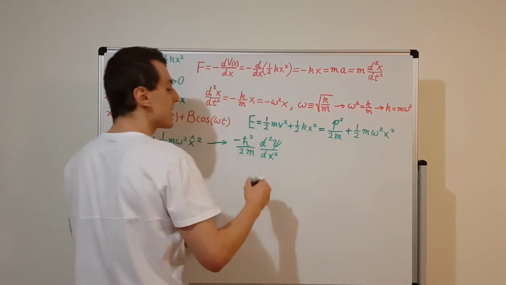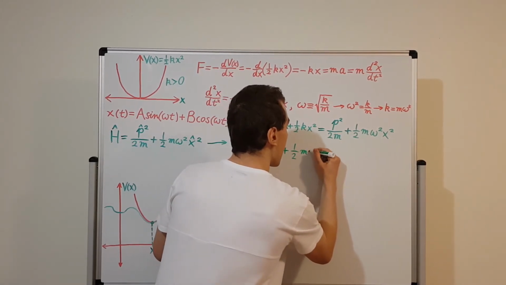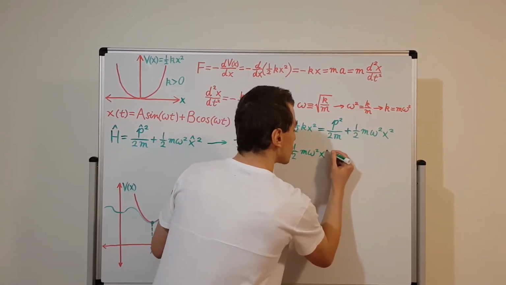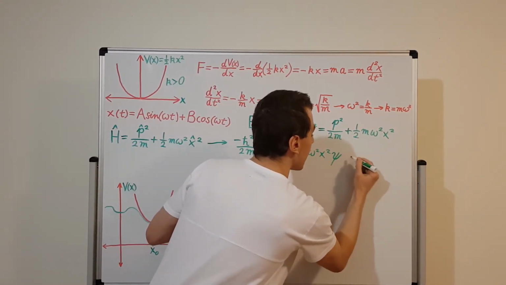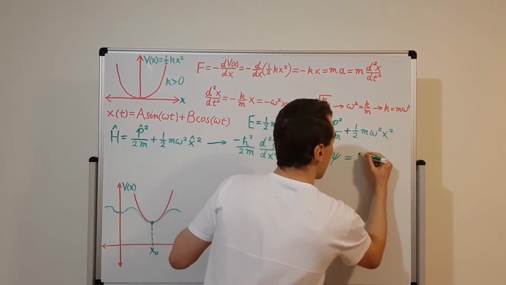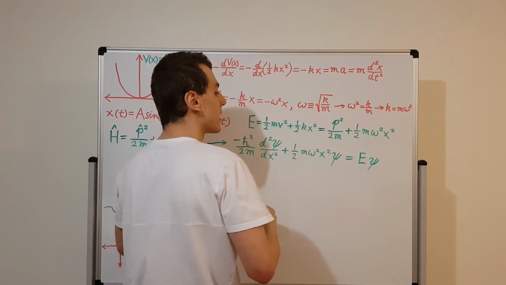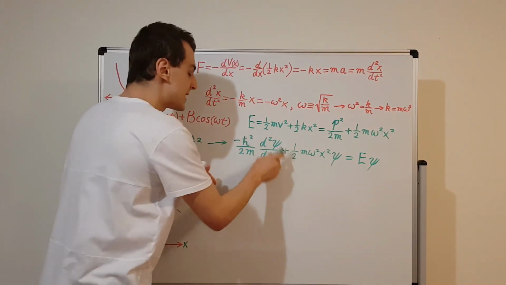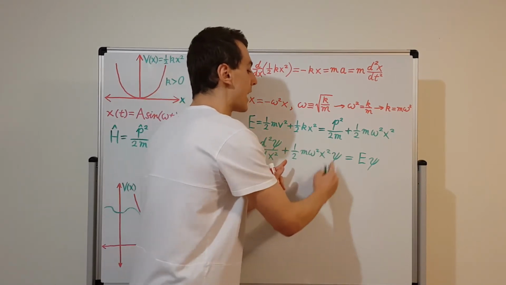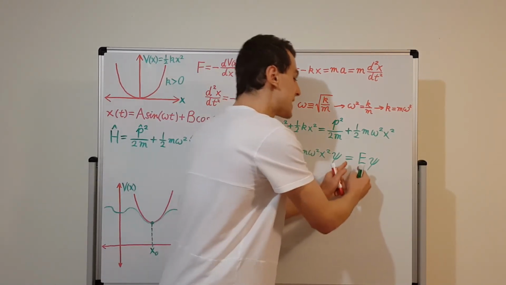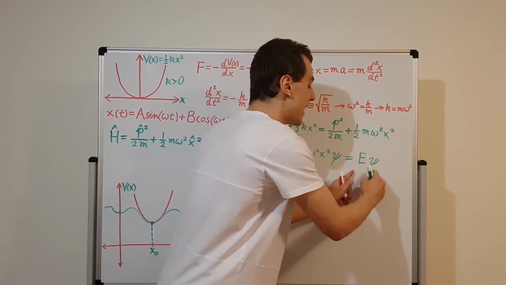And then we're going to add to that the potential energy function, which is 1/2 m omega squared x squared. And that needs to act on psi as well. And this is going to give us the energy times psi. So have a look at this equation over here. This is the kinetic energy operator acting on psi, and this is the potential energy acting on psi. And that's giving us an eigenvalue of the energy operator, that's E, acting on psi.